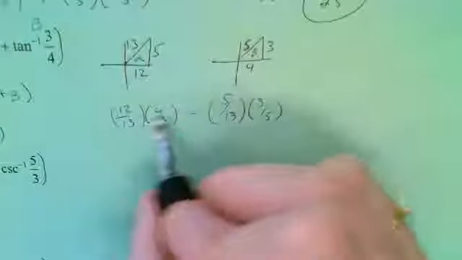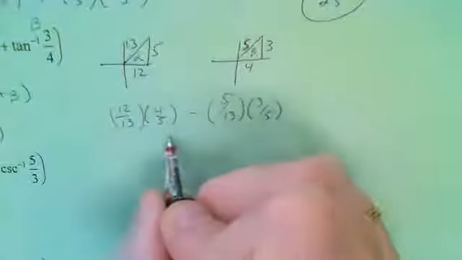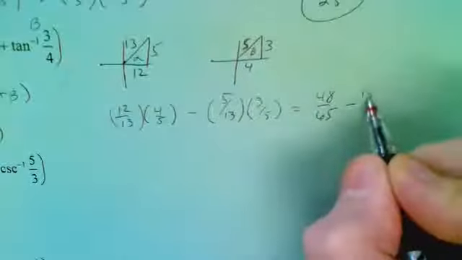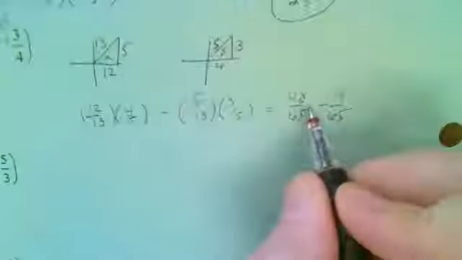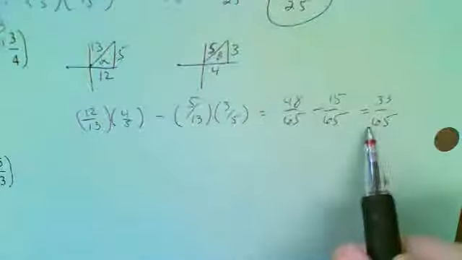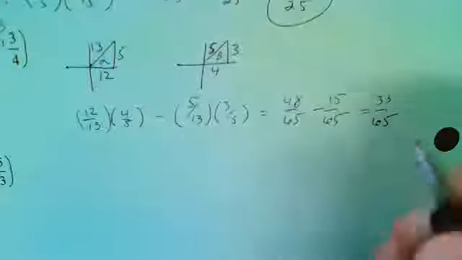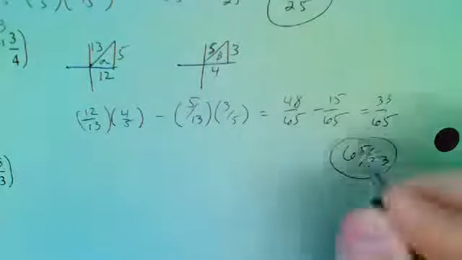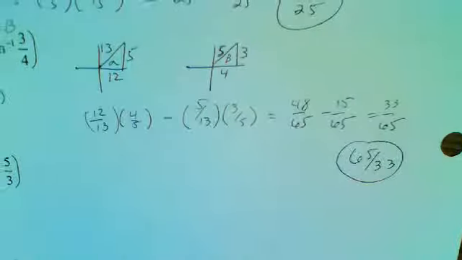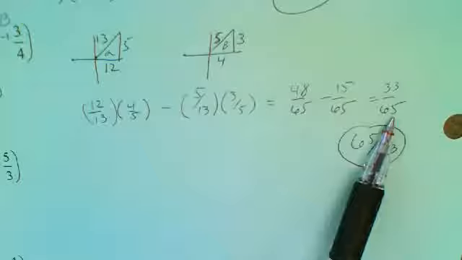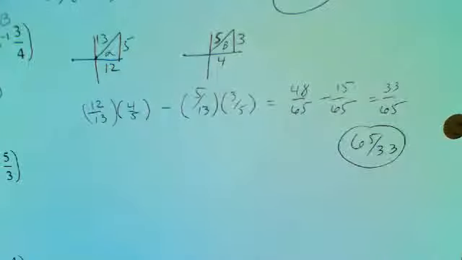And so I'm going to get 48 over 65 minus 15 over 65. That's going to give me 33 over 65. But remember, that's the cosine. I wanted the secant, so my final answer is I have to flip that, take the reciprocal. So it's going to be 65 over 33. So after I figured out what alpha and beta look like, I used the formula to get the cosine of alpha plus beta, but then I have to take the reciprocal.